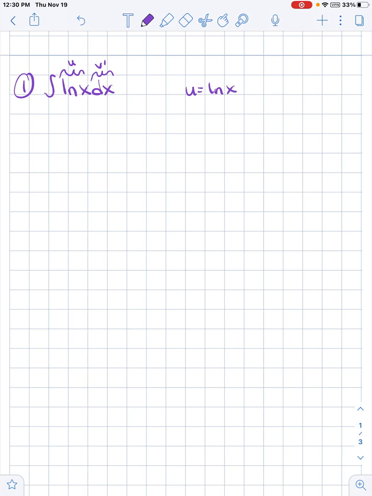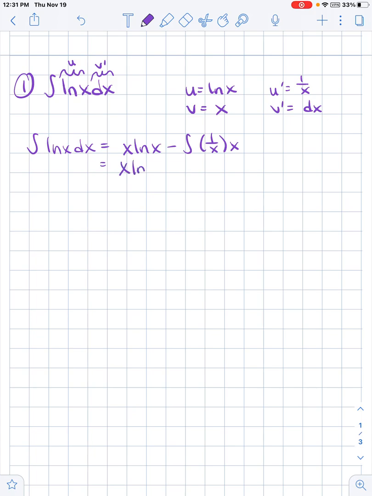Okay, so u is the natural log of x, v prime is dx, or just 1 dx. The derivative of the natural log of x is 1 over x. The antiderivative of dx is just x. All right, if we use integration by parts then, it's u times v minus the antiderivative of u prime v. All right, if I simplify that, 1 over x times x just gives me 1. And the antiderivative of 1 is x.